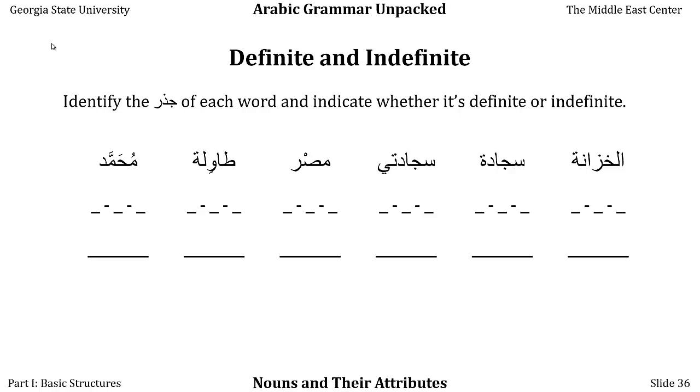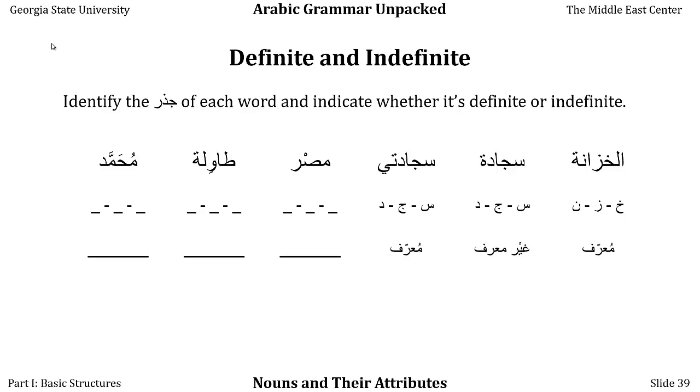So al-khazana, its root is kha, ze, nun, and because it has alif lam, that makes it definite. It's mu'arraf. It's also feminine in gender because it ends with ta marbuta. Sijada, or carpet, comes from the root sin, jim, dal, which really means to kneel, because a carpet is something that you kneel on. And it's غير mu'arraf. It doesn't have alif lam, it doesn't have a possessive suffix, it's not owned by another noun, and it's not a proper noun. So it's غير mu'arraf, or indefinite.